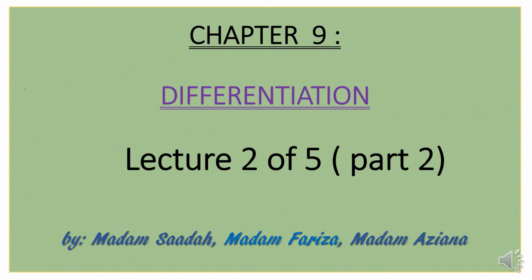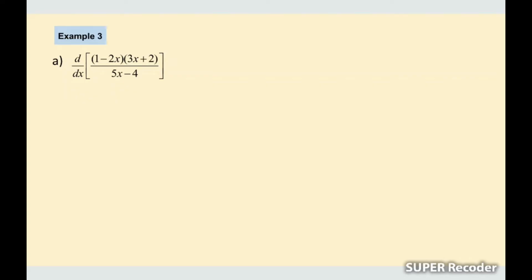I'm continuing Chapter 9, Differentiation, lecture 2 of 5, part 2. We continue with example 3. Differentiate (1 minus 2x) multiplied by (3x plus 2) over (5x minus 4).